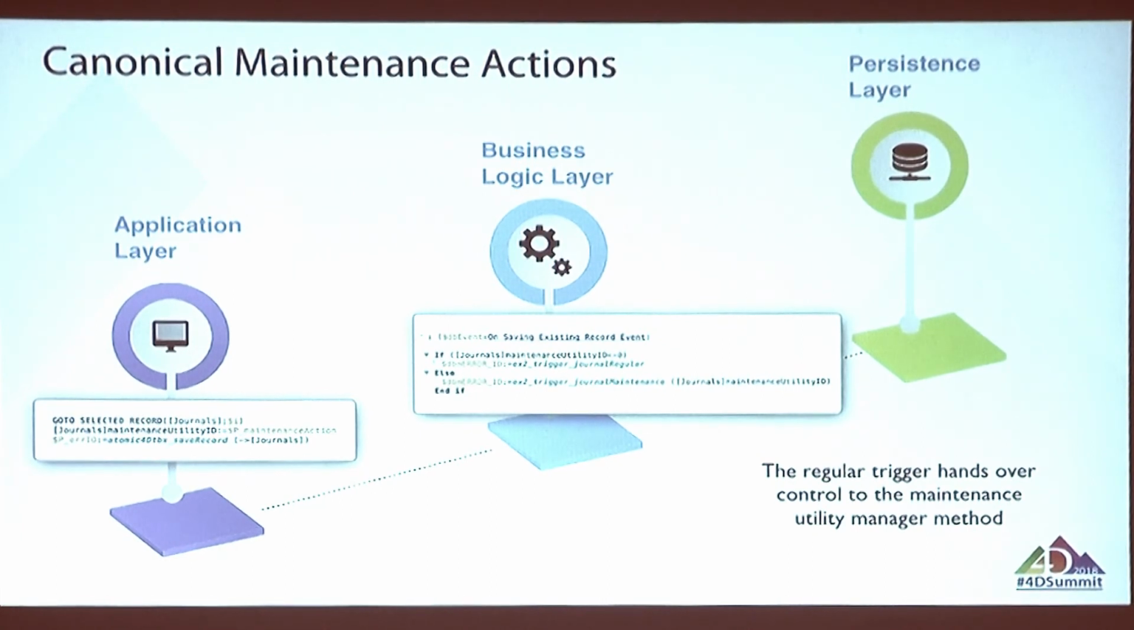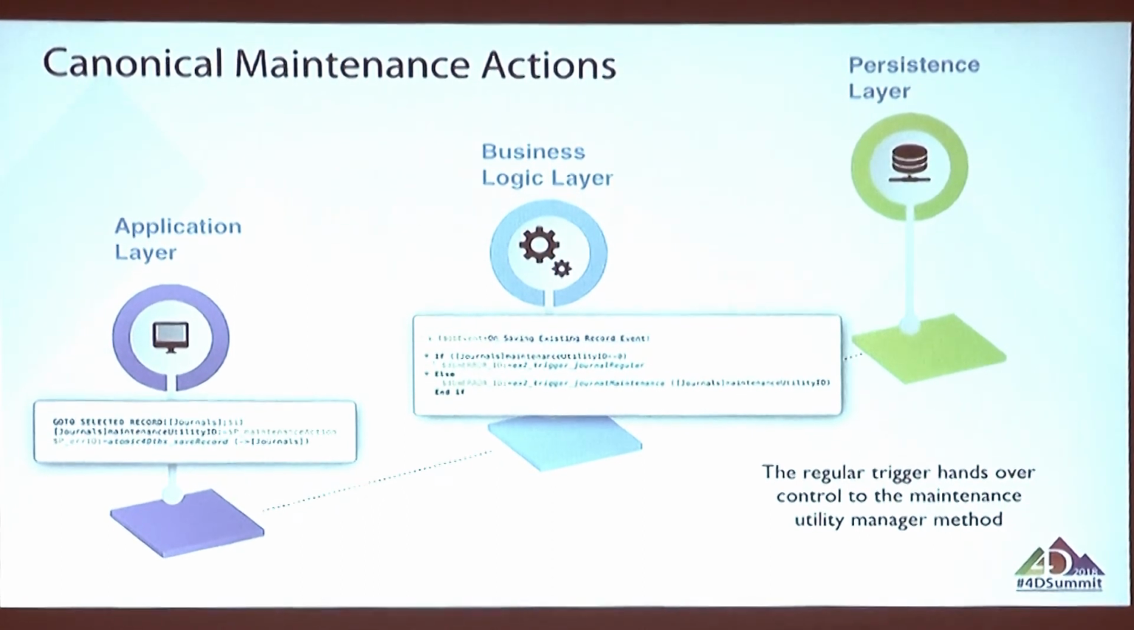Canonical maintenance actions are an extension of that middle tier logic. Over on the left we have a field called utility ID, and that's normally 0, or -1 for none in the sources. If we put a maintenance action in there, like we make that field equal to 1 or 2 or 3, the trigger will test that field, and instead of running the regular trigger, it will run the maintenance action.